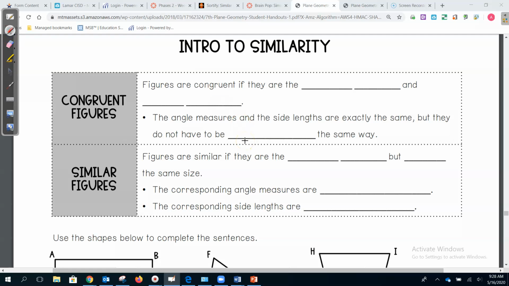Hey guys, this week we are talking about similarity. This is a review. This is nothing new. We started this in 7th grade, if you'll remember.